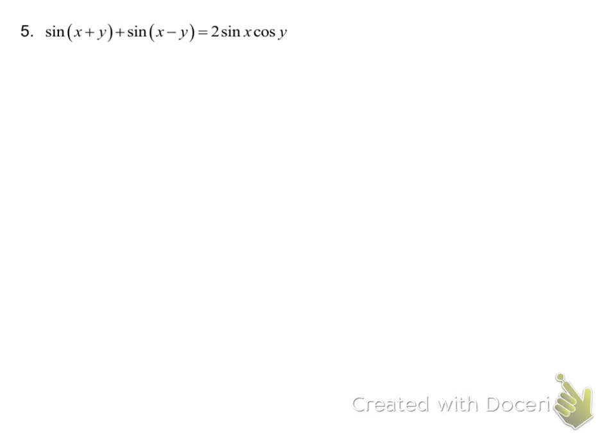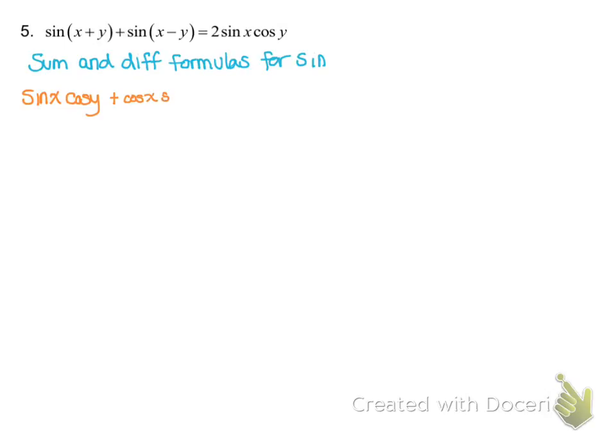Okay, in our last problem, we have sine of x plus y and x minus y, so we're going to use the sum and difference formulas for sine. All right, so we're going to have sine x times cosine y plus cosine x sine y, and we're going to add that to the difference formula, which is sine x cosine y minus cosine x sine y.